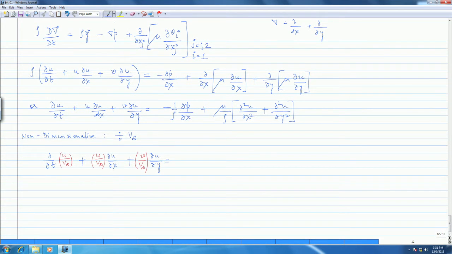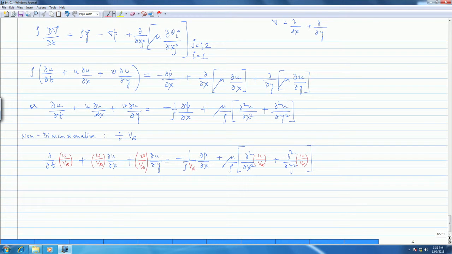So, we get minus 1 by rho v infinity, or let us just say we are going to put that, we have nothing else there. Then this is del p del x, plus nu by rho, and this is del 2 del x2 plus del 2 del y2 of u by v infinity.